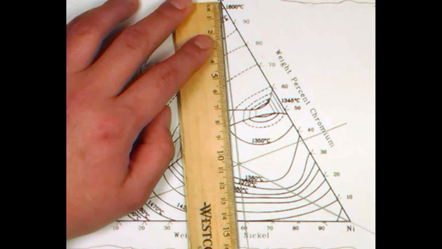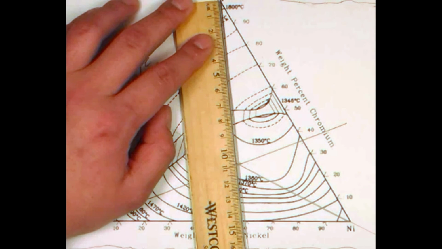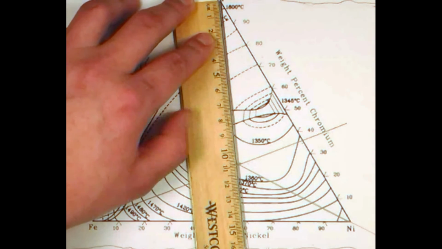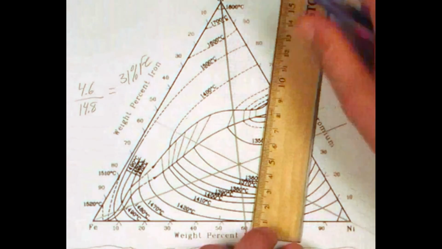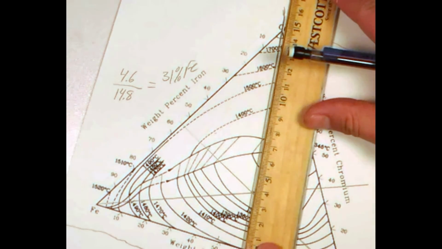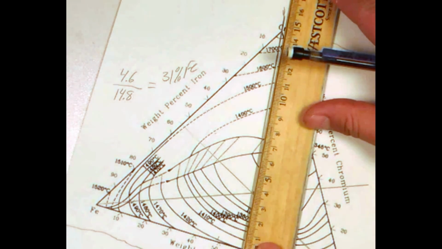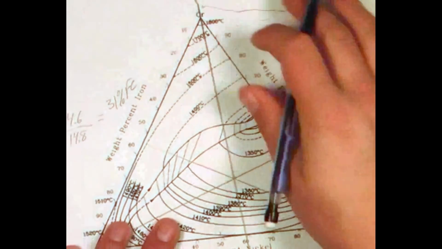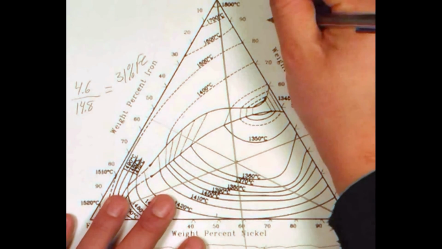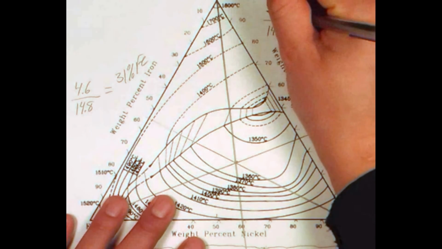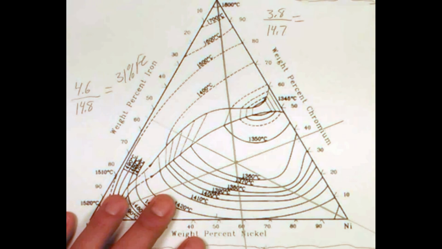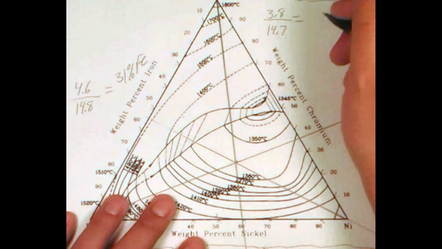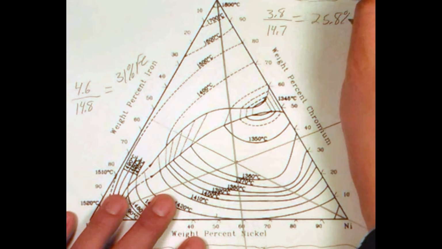The total distance from our chromium vertex to the other side will be 14.7. And the distance from 0% chromium to our point of interest is going to be 3.8. This is going to give us 25.8% chromium.